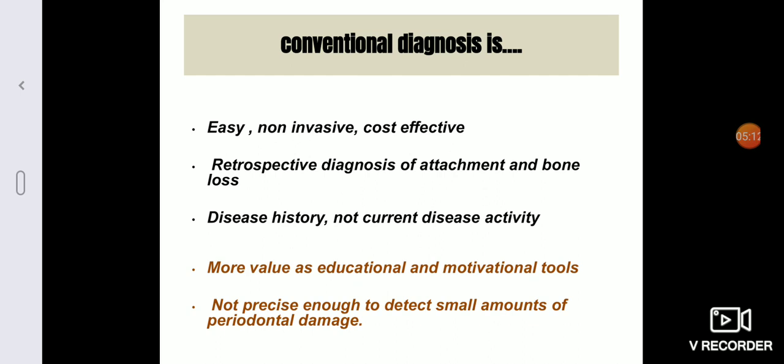So as you have seen already, the conventional diagnosis is easy, non-invasive, and cost-effective. So all you need is the use of a probe or a mouth mirror, and some radiographs could be sufficient to arrive at a clinical diagnosis. The retrospective diagnosis of attachment and bone loss can be done with the help of conventional diagnosis. And we can only know the disease history, but not the current status of the disease, whether the disease is active or whether it is in remission.